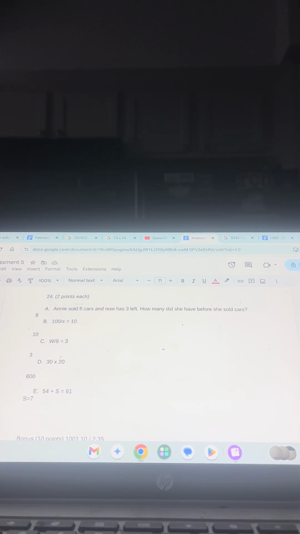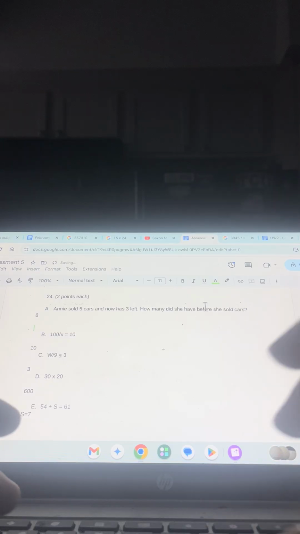Annie sold 5 cars and now has 3 left. How many did she have before she sold the cars? 8? Yeah. She sold 5, right? And now only has 3. How many did she have before? Before she had 3, before she sold the 5, right? She had 8, right? She had 8 cars. Then she sells 5 and gets down to 3. So yeah, you get full credit for that one.